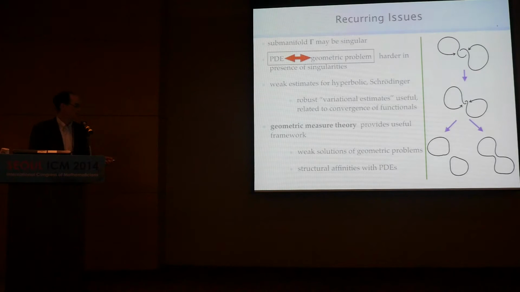Secondly, as I'll argue in a second, there are what I'll call structural affinities between geometric measure theory formulations of weak solutions of the problems I'm considering and the equations I'm considering.